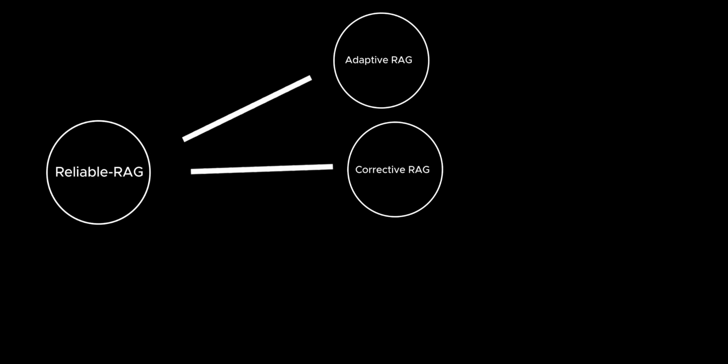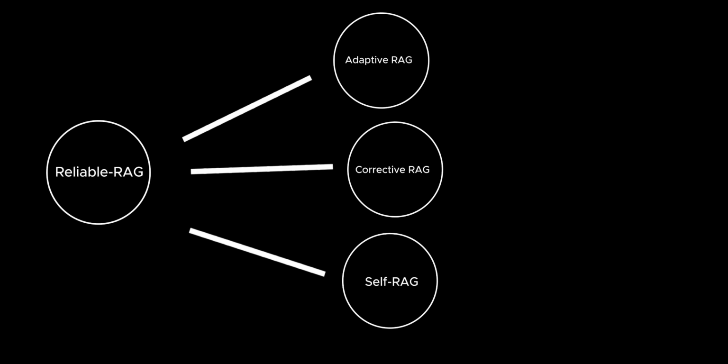The reliable RAG method enhances traditional retrieval augmented generation, combining the well-known RAG technique with adaptive RAG to route questions to different retrieval approaches and corrective RAG to fall back to web search if the retrieved documents are not relevant to the query. Self-RAG is used to fix answers that contain hallucinations or don't address the question.